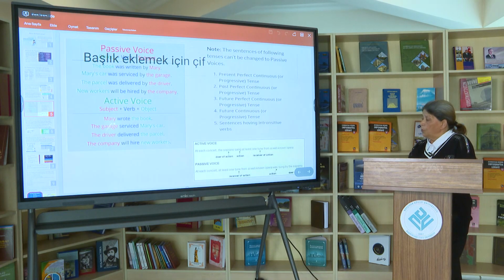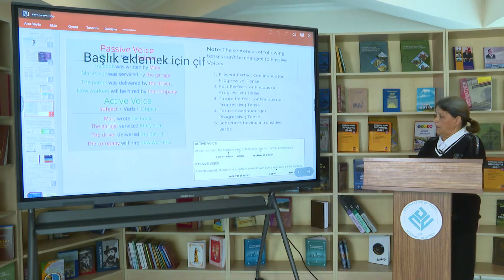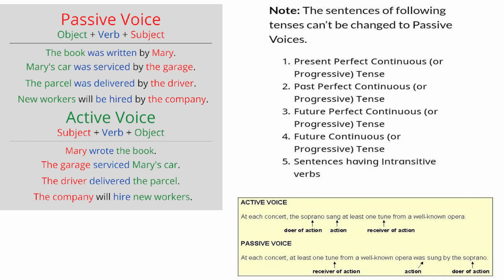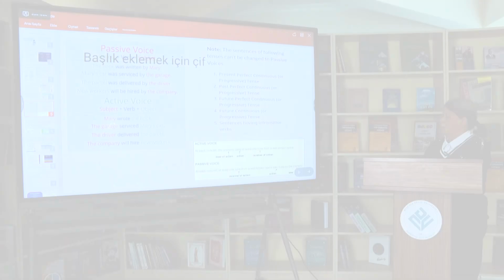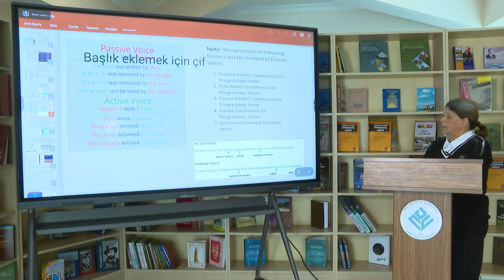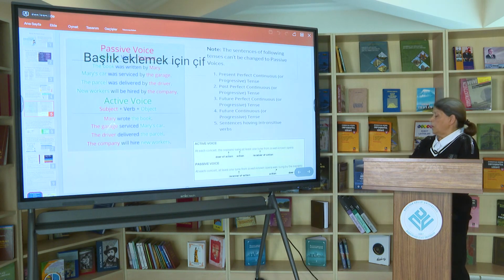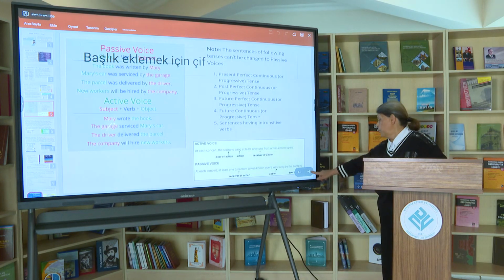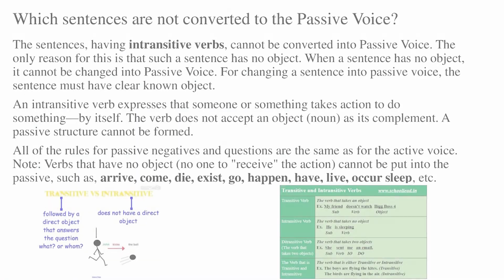At each concert, for example, the soprano sang at least one tune from a well-known opera. Here, the doer of the action is the soprano, and sang is the action. Tune is the receiver of the action. But in sentences with the passive construction, it is vice versa. For example, at each concert, at least one tune from a well-known opera was sung by the soprano.